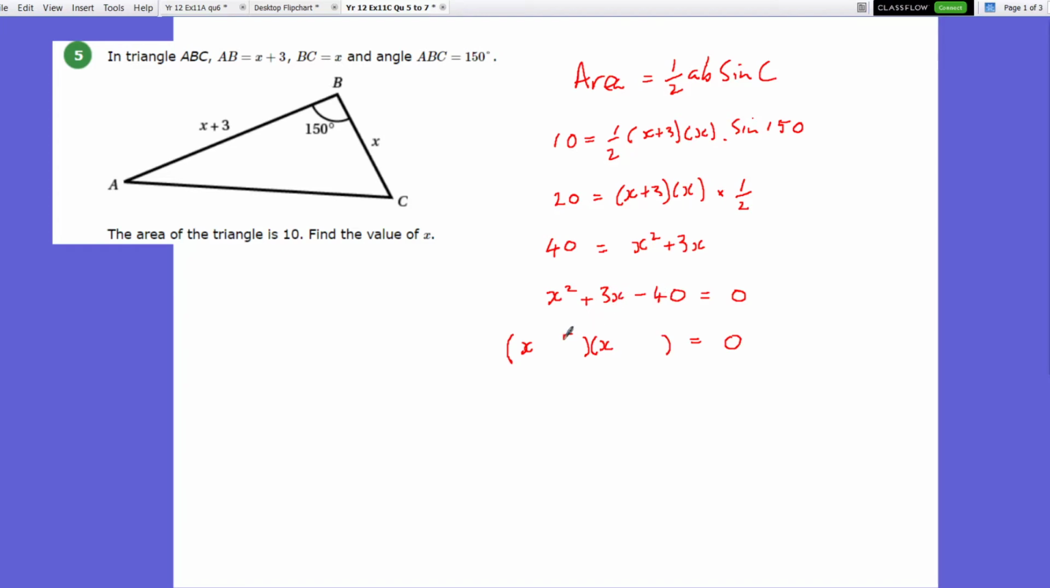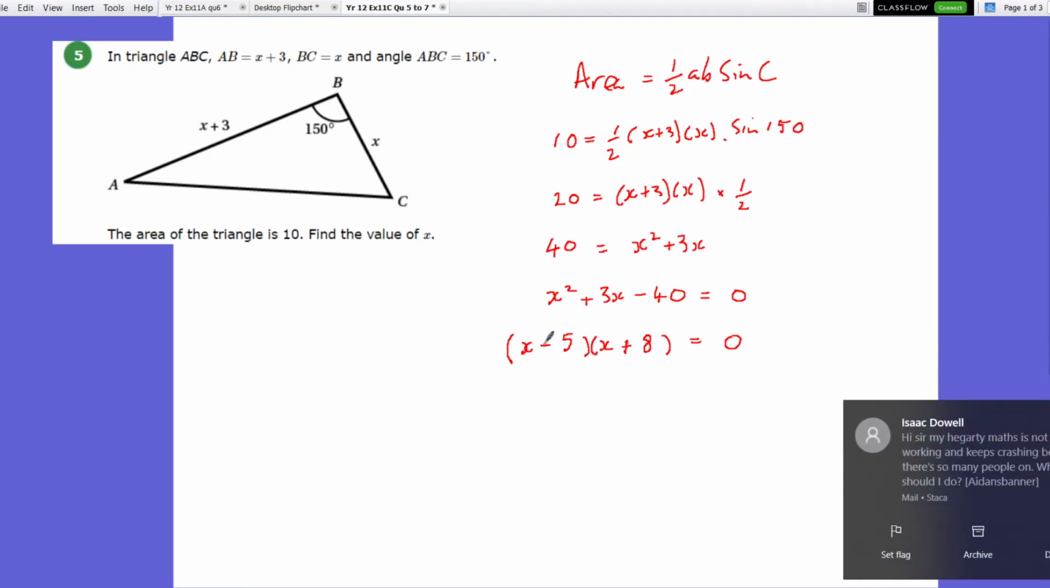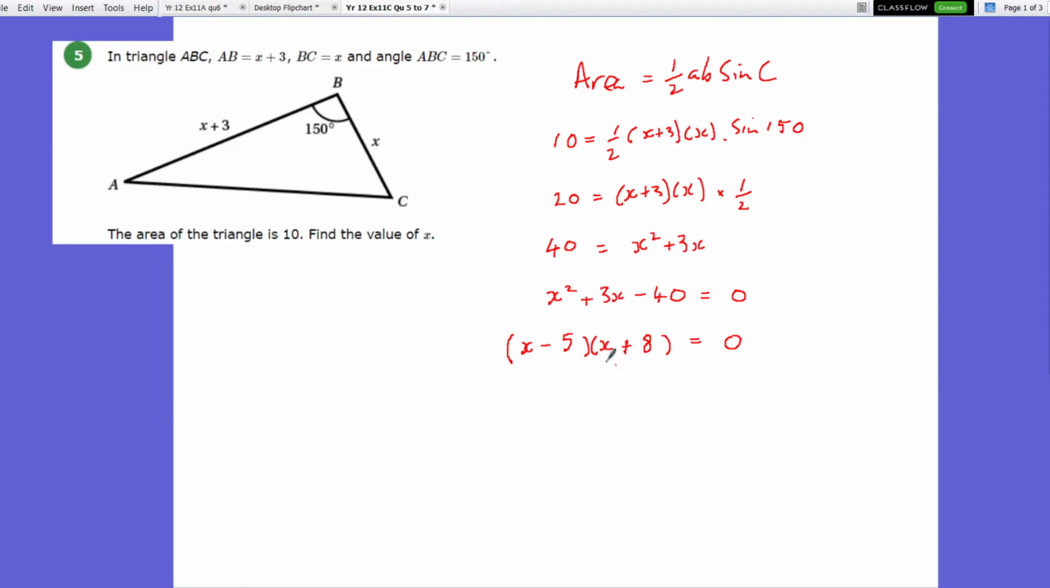So if I put a 5 there, it doesn't matter which order I put it in, and put the 8 there, as long as I put the biggest number as positive, because I need it the same sign as here. So the biggest number is going to be positive, and the smaller number is going to be negative. Okay, let's just double check this is factorized. x times x is x squared, plus 8x minus 5x, and 8x minus 5x is positive 3x, and minus 5 times positive 8 is minus 40.